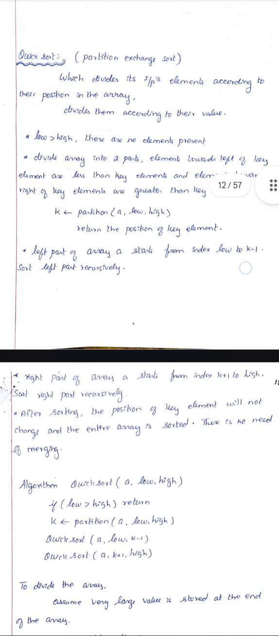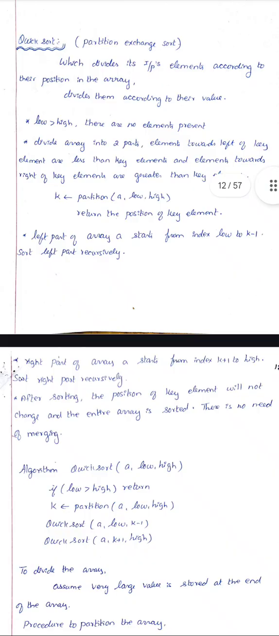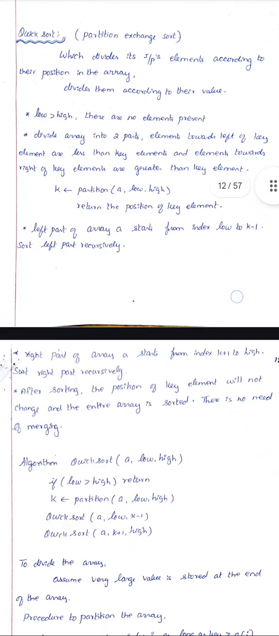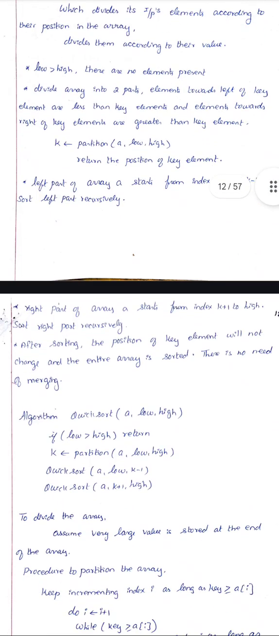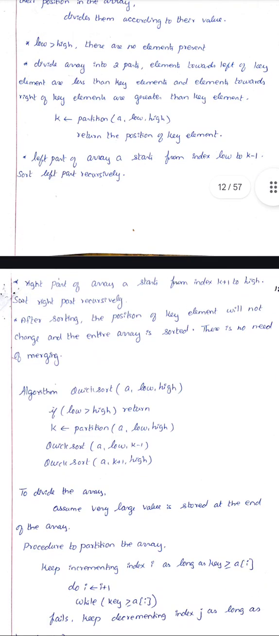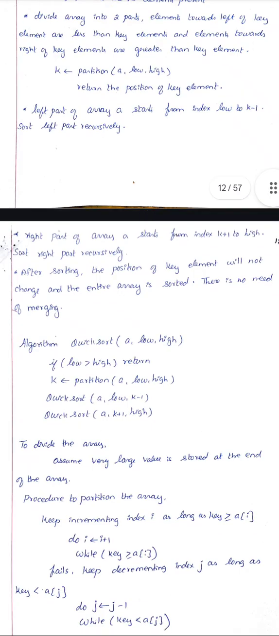Quick sort, partition exchange sort, divides the input elements not according to their position in the array, but according to their value. If low is greater than high, there are no elements present. Divide the array into 2 parts. Elements towards the left of the key are less than the key, and elements towards the right should be more than the key. K is partition of A, low, high. Return the position of the key element.